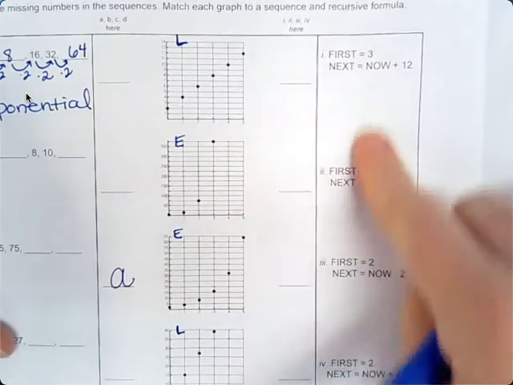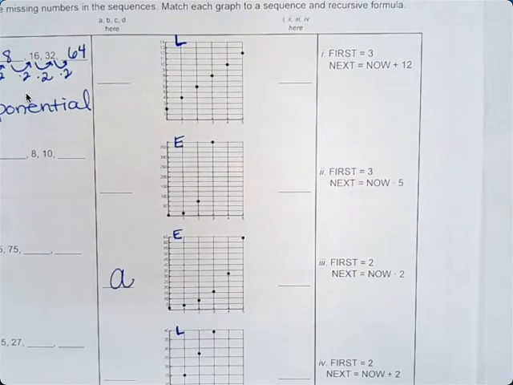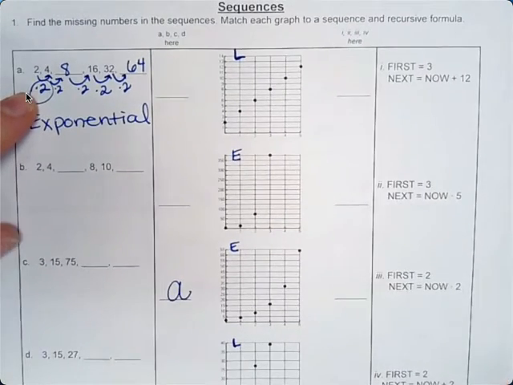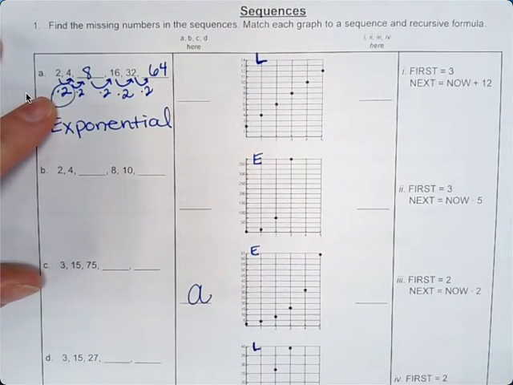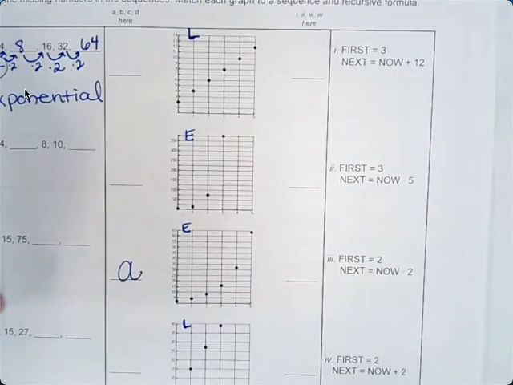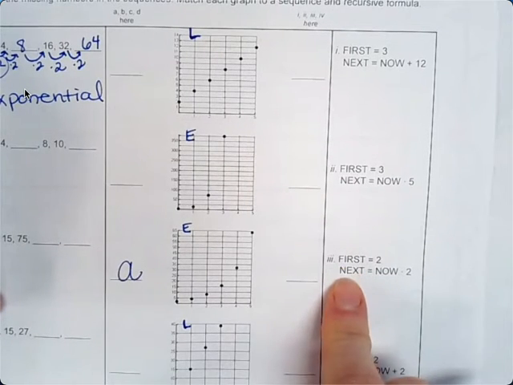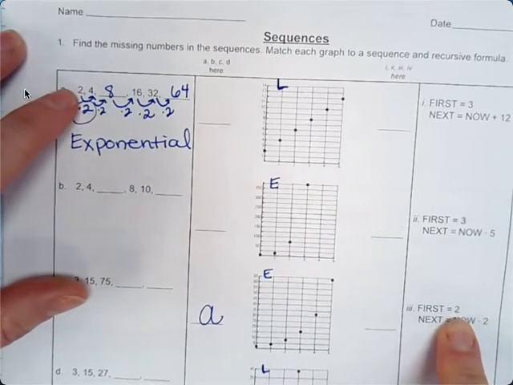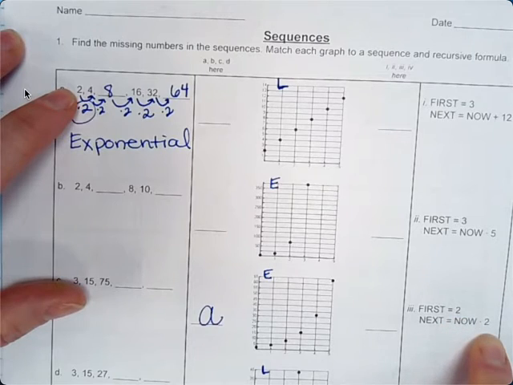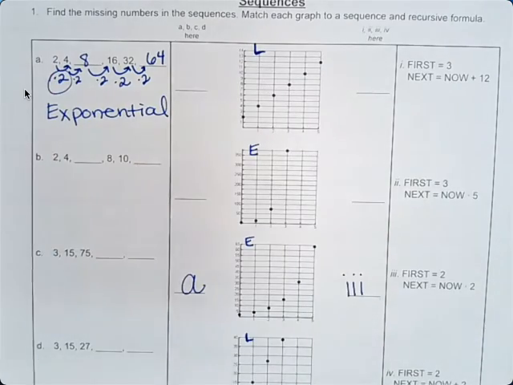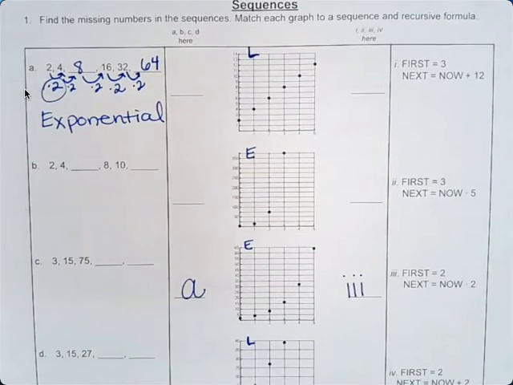Then you decide out of these, which one's the recursive rule. So what was the pattern? It was times 2. So out of these, which one has the times 2 pattern? Yeah, it's right next to it, actually. It's the third one. So does it start at 2? Yes. And is it now times 2? Yes. So we'll put I. So you'll complete the rest of that table.